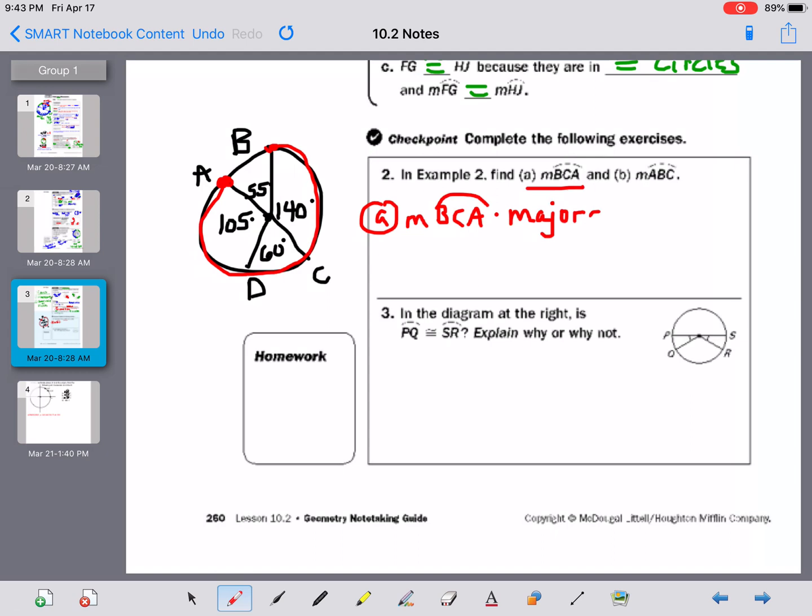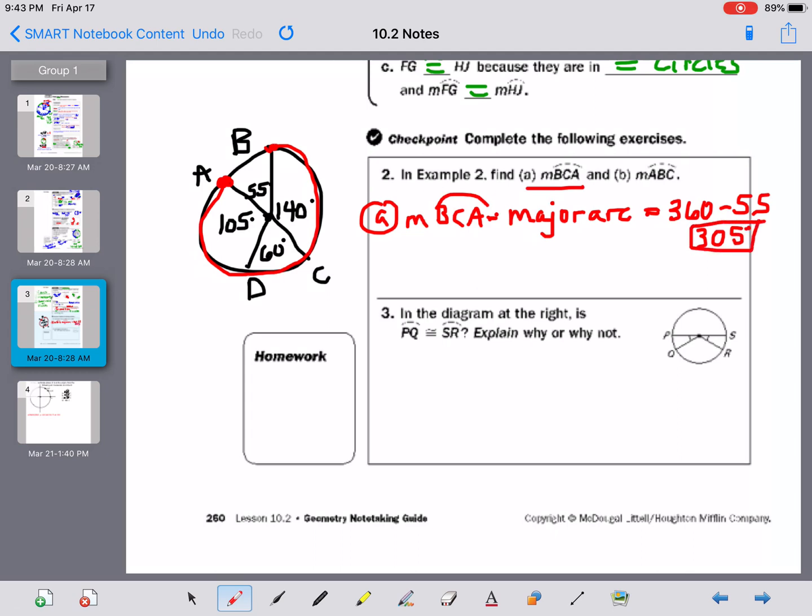I know they didn't ask me for that, but it's nice to just keep my brain there, so I know my number has to be larger than 180. And it looks like I used all the circle except for that 55. So probably the easiest way to find this one is do 360 minus 55, and that leaves me with a 305 on that one.